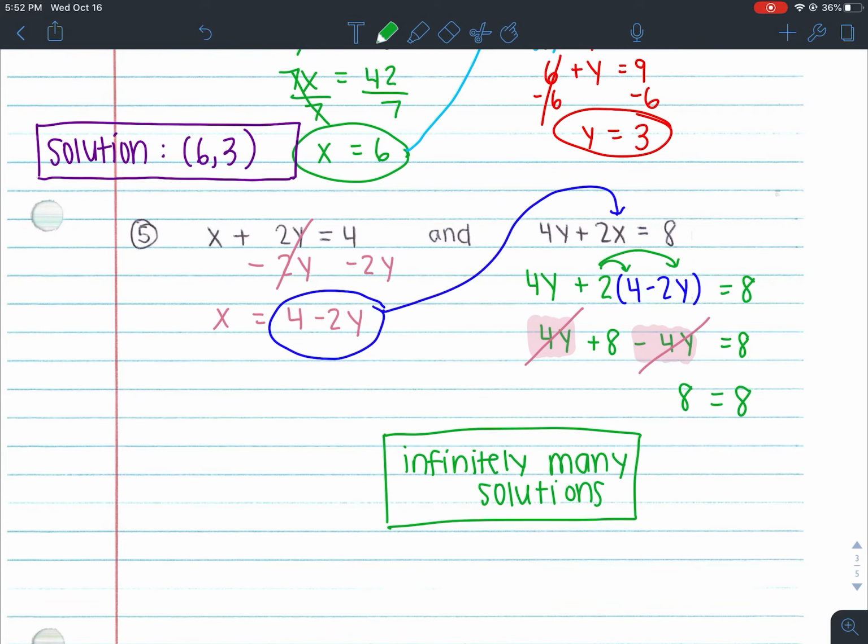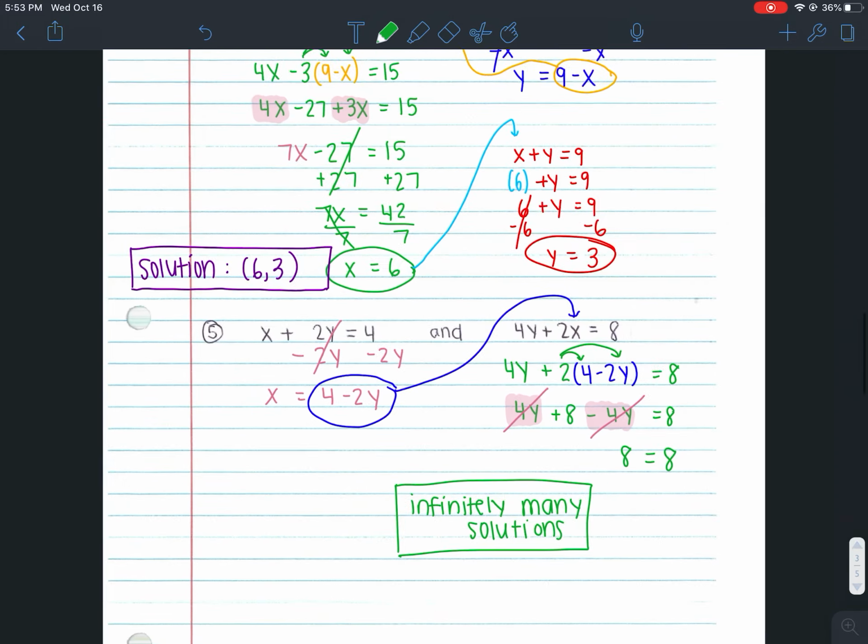That is it for the notes for substitution. So again, you're just trying to get a variable by itself. You plug that variable into the other equation, you solve that equation, you plug that new variable back into the old equation, and then you solve for the other variable. So you solve for one variable at a time, and then those give you your individual parts for your point in the very end.